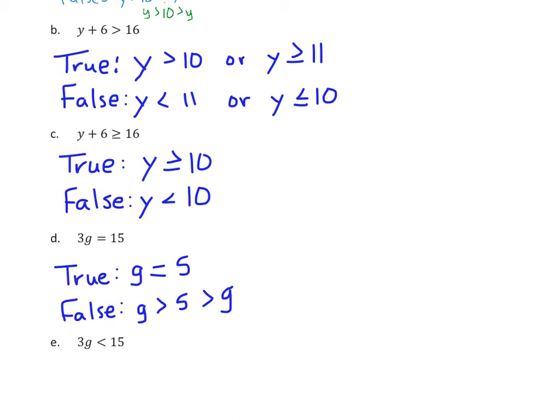So let's come down to D. 3g, or 3 times something, equals 15. Well, the only true answer here, because this is a direct equation, right? Something times something else equals 15, is that g equals 5. So to be false, we want to say something like this. We want to say that anything greater than 5 or anything less than 5, right? If 5 is bigger than g, or if 5 is less than g, then we cannot be true. It would be false. And that covers all numbers.